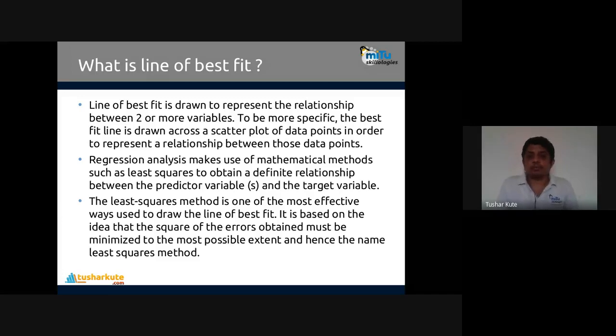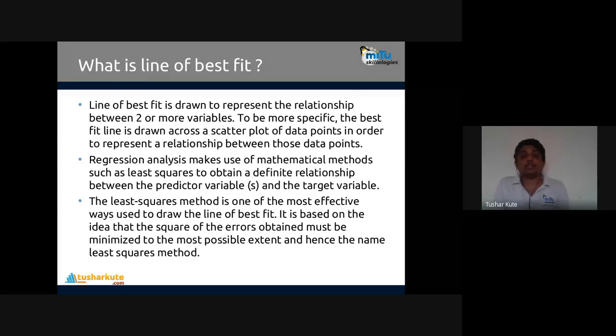So regression analysis makes use of a mathematical method such as least square to obtain the definite relationship between the predictor variable and the target variable, that is, the input variable and the output variable here. Maybe input variables are multiple, that's also possible, or we'll be having a single variable. In both cases, the line of best fit can be calculated. This is one of the most effective ways to draw the line of best fit. It's equivalent to linear regression, but the technique that they follow here is something different. That we will see statistically and practically, how these operations are done.